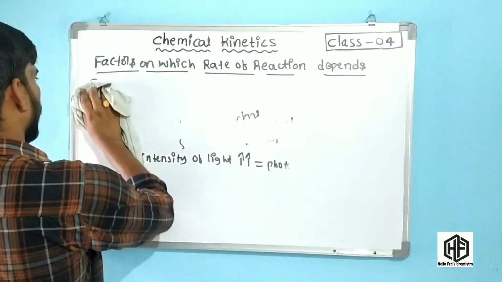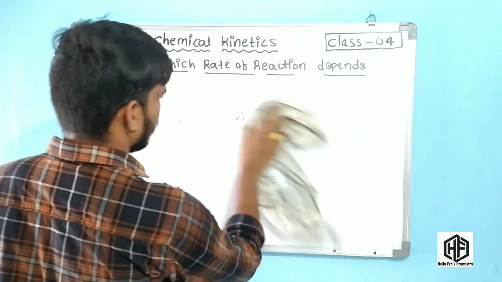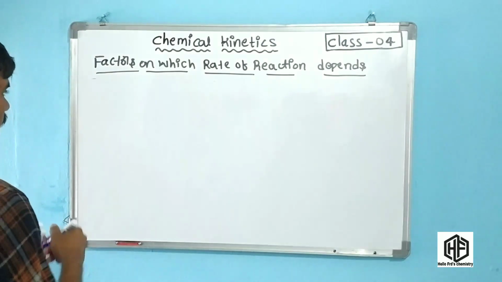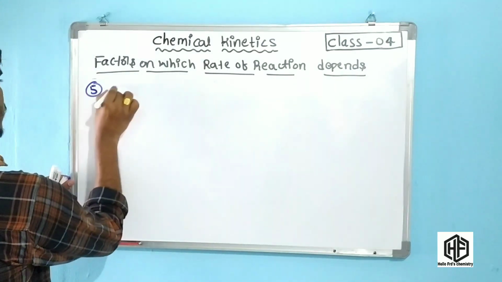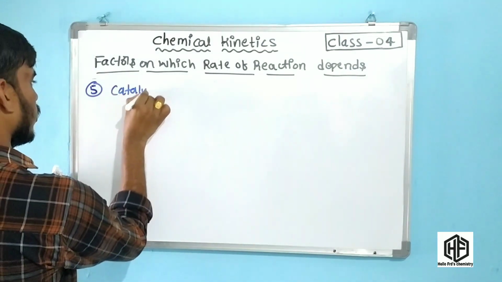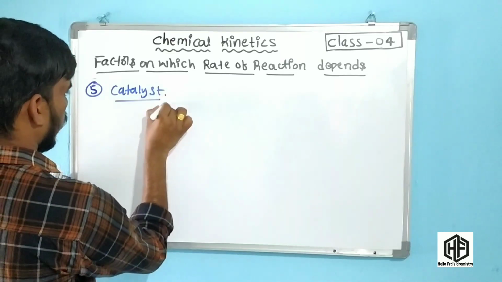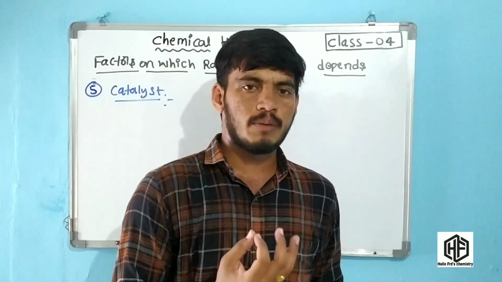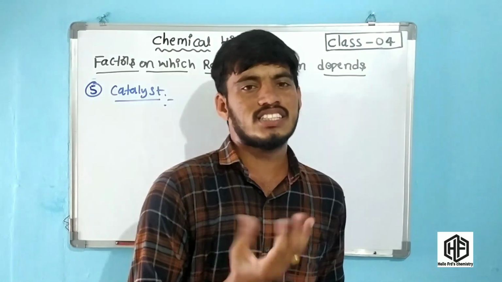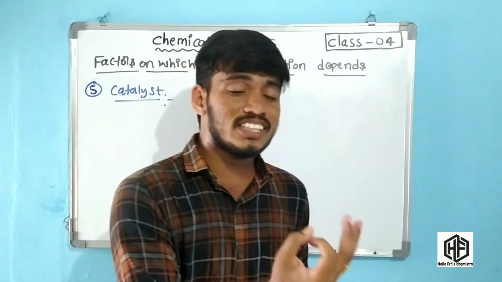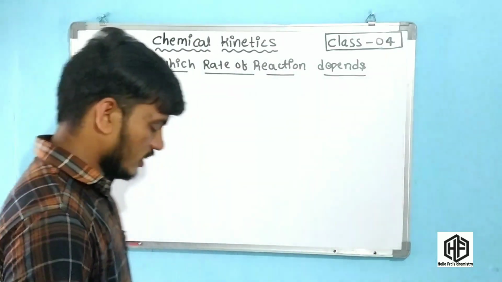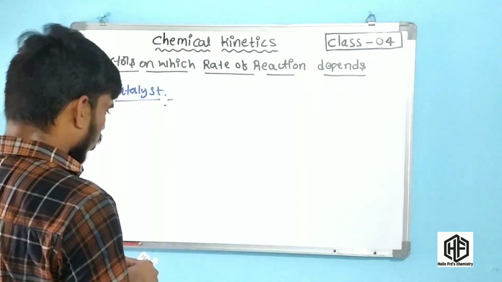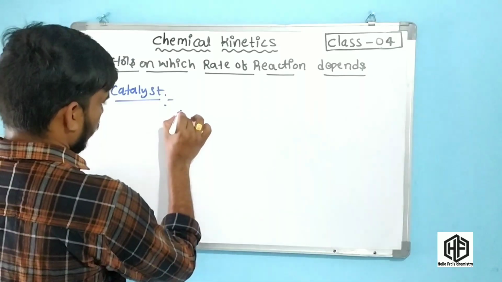Friends, the next important factor, the fifth one, is the catalyst. Okay friends, a catalyst is present in the reaction. What happened friends? The reaction speed increases in the presence of catalyst. Now we have to consider a graph, friends. The graph is like this.